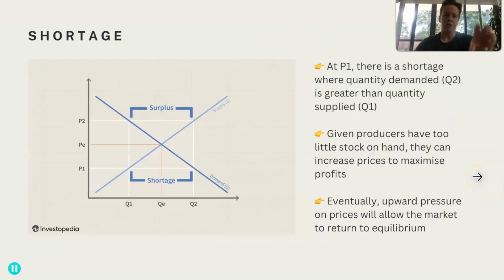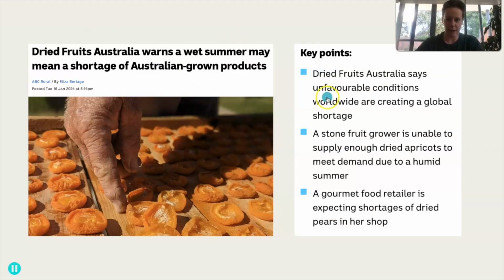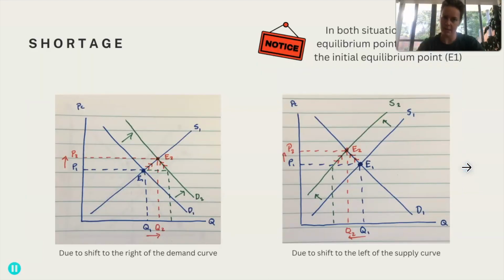And then a shortage. I won't go through it again, but the basics are that you're dealing with the supply being less than what is demanded, i.e. the quantity demanded is greater than the quantity supplied. So I found this example online. Dried Fruits Australia says unfavourable conditions worldwide are threatening a global shortage. We're dealing with dried apricots and other dried fruits. Unfortunately, due to negative climatic conditions, the supply has gone down. So supply goes down, demand stays the same, demand exceeds supply, we're dealing with a shortage. Similar to the other slide, these are the only two scenarios for a shortage.